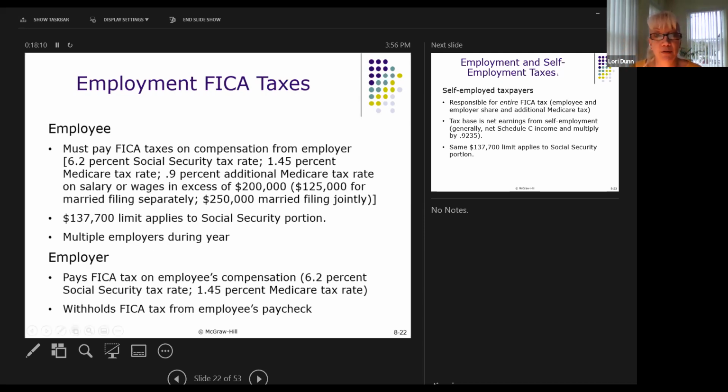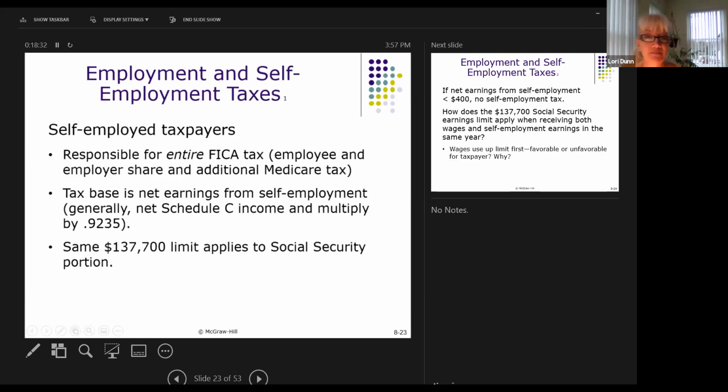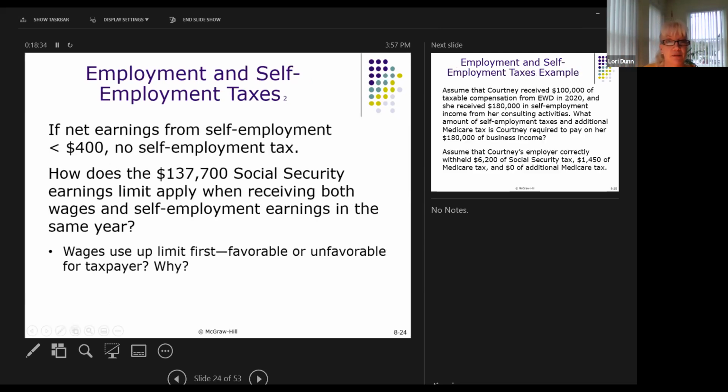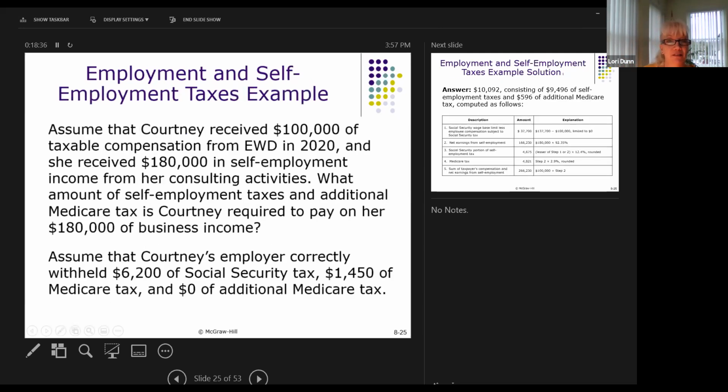Okay. Employment and FICA taxes, we've talked about this already. The only thing I want to bring to your attention, and you will see this, is bullet point 3, multiple employers during the year. We talked about self-employment. I'm not getting into that. We'll probably come back and look at that one.